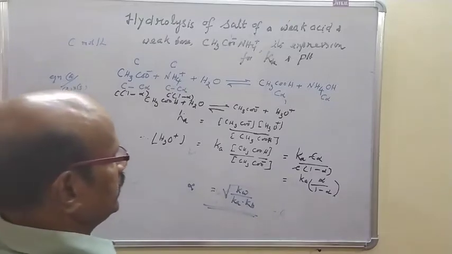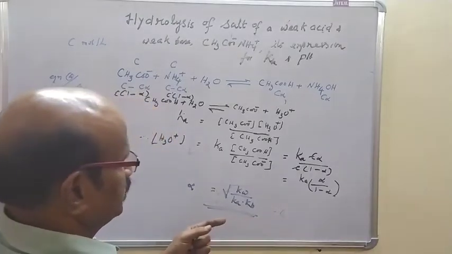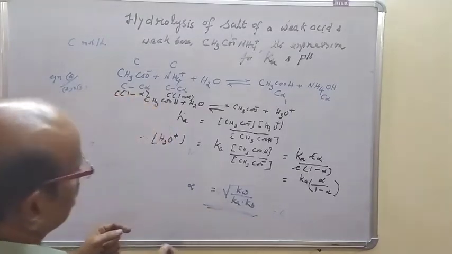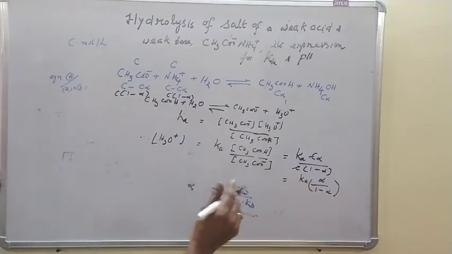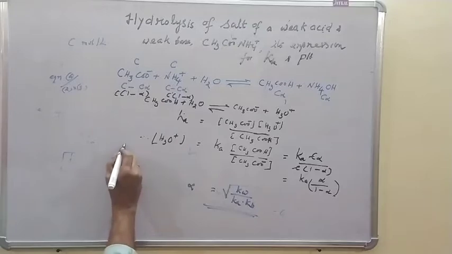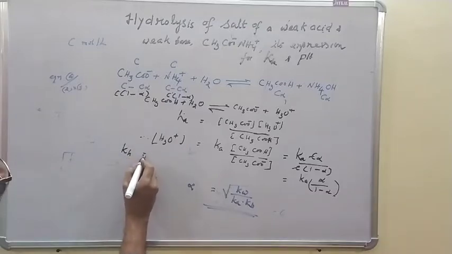But what is alpha? We have already derived the expression. Formally we have seen that KH is alpha square.